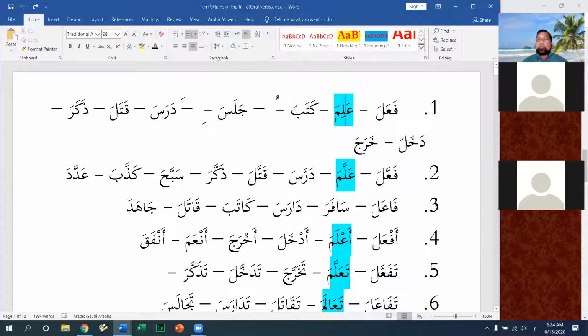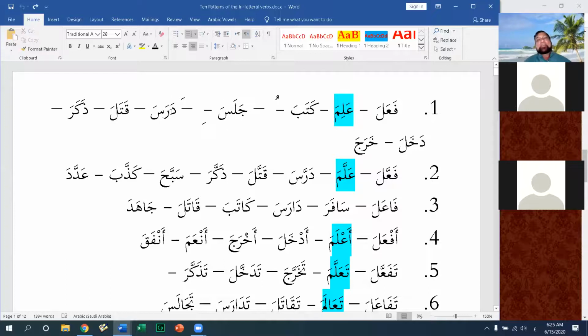معلوم. Ma'lumun. So we'll say alima is the verb, alimun is ismul fa'il, and ma'lumun is ismul maf'ul bih. Do the same for kataba. كتب، كاتب، مكتوب. Very good. Jalasa. جلس، جالس، مجلوس.